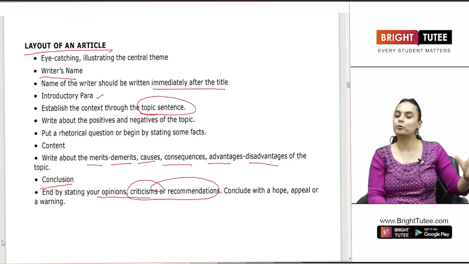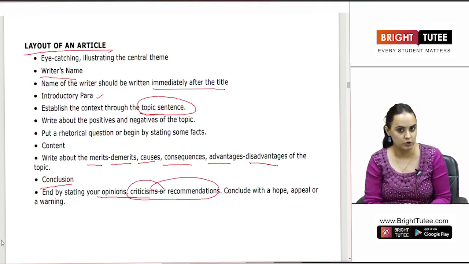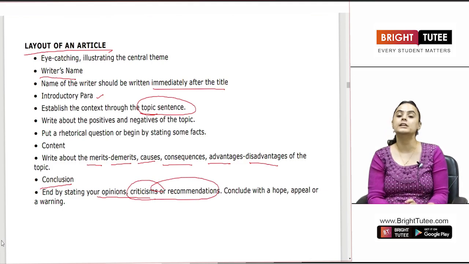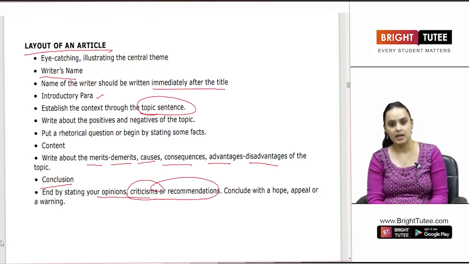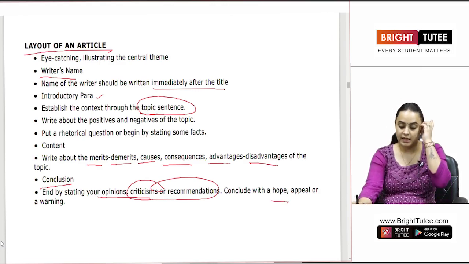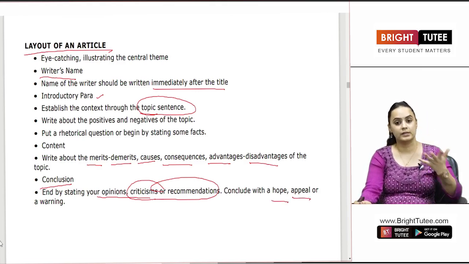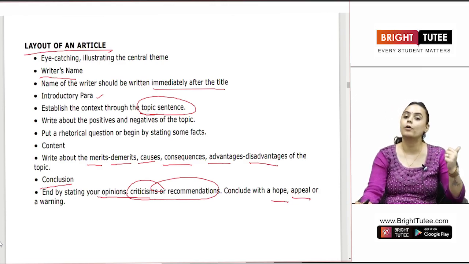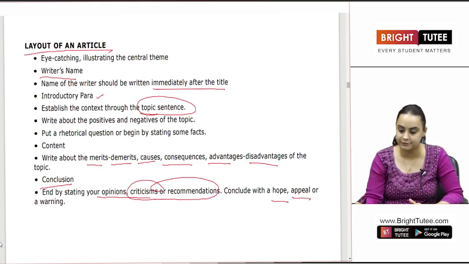So anything good, anything bad that you wish to make a mention of needs to be done at the end. And you have to conclude with a very positive note on some hope. It can be an appeal also, a request that you are making to the people, or even a warning.